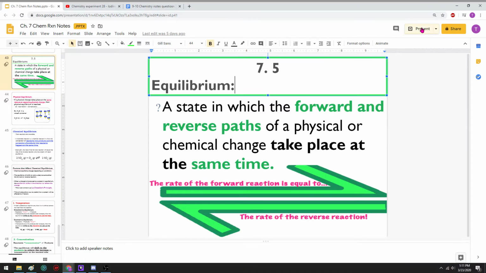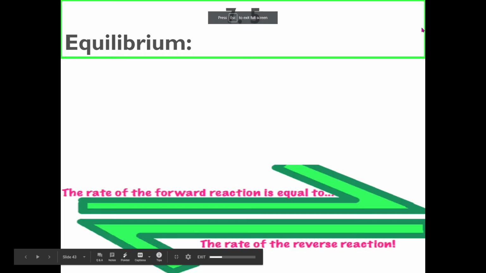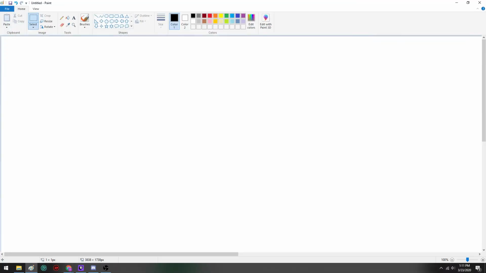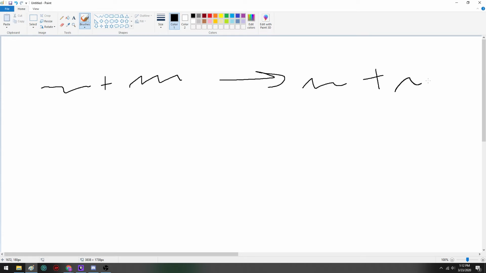So what we want to first start off with is our definition for equilibrium. Equilibrium is the state at which the forward and reverse path of a physical or chemical change takes place at the same exact time. When you see chemical equations, we used to have something that looked like this before. We had something on this side, say something plus something yielded, and we gave one arrow something plus something.